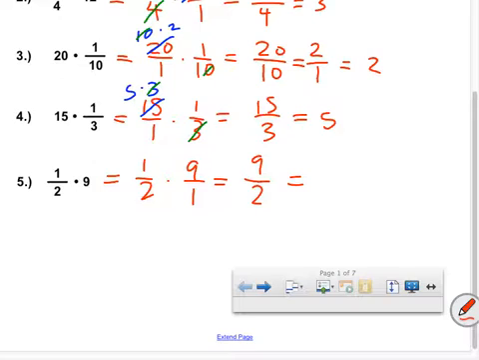Do you want some help? Okay. Michaela, can you help Jakari out? So 2 goes into 9 4 times. 2 goes into 9 4 times. 4 times 2 is 8. And then we have a remainder. So 4 and then 1/2. So let me show you how to do this. If 9 is in the house and 2 is out of the house.